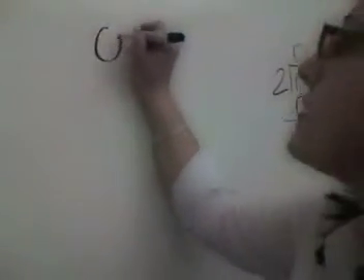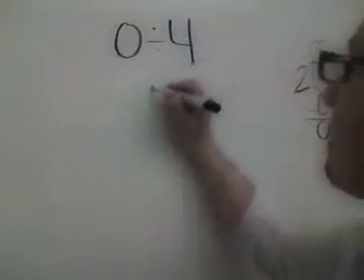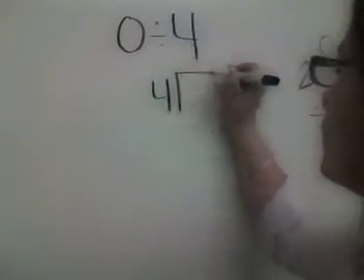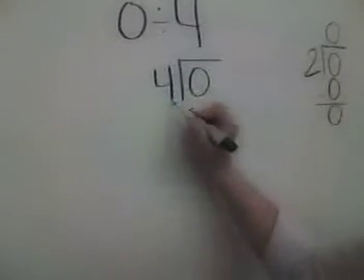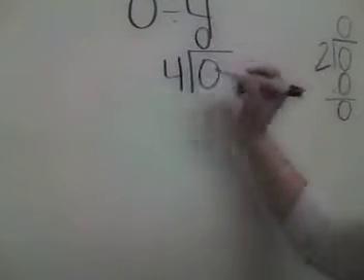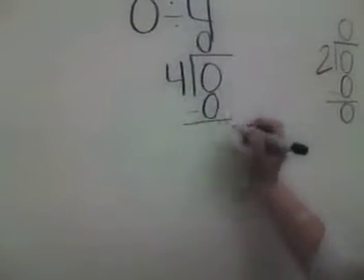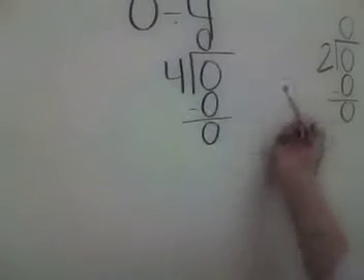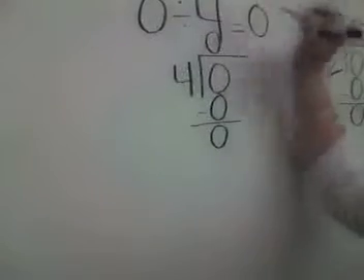Let's try 0 divided by 4. Just like the other problem, we're going to set it up like so. 0 divided by 4. 4 cannot go into 0, so we put a 0. 0 times 4 is 0. Subtract these two numbers and you get 0. Therefore, 0 divided by 4 is 0.